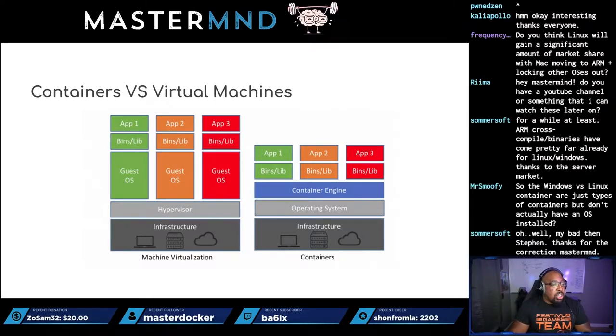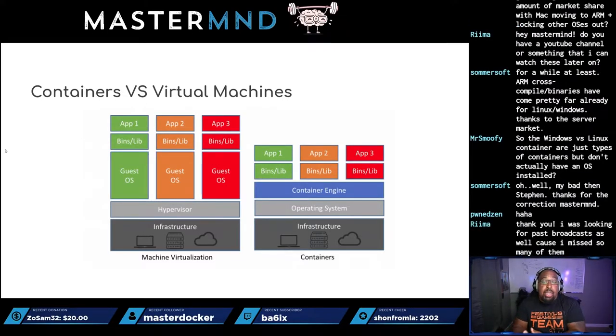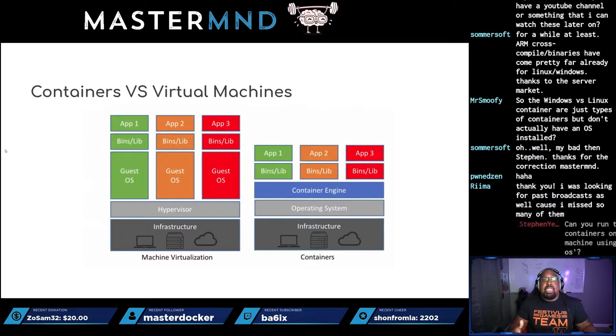So the Windows versus Linux containers are just types of containers that don't actually have an OS installed? Correct. They do not have an OS installed. That's why they are very small. And we're going to see how small they are. But yes, it's a nomenclature. You'll see a container that is called Ubuntu, and it'll be released by Ubuntu, and you might say, this is the Ubuntu operating system. It's not, but it kind of is, only in that a distribution in Linux is just a collection of tools and packages and applications. Yes, it is a Linux distribution, really.